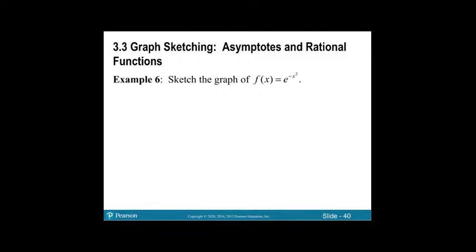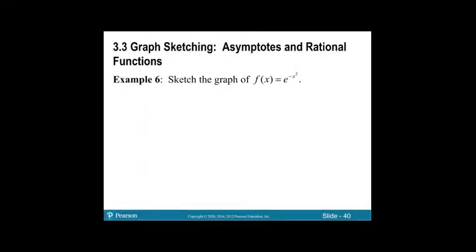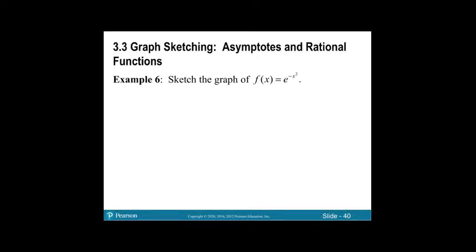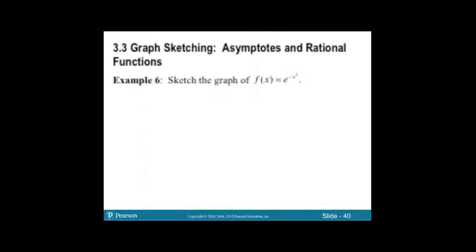We got e to the negative x squared. Okay. This is Example 6. Y equals, is it y or f of x? E to the negative x squared. Okay, so let's repeat our procedure.